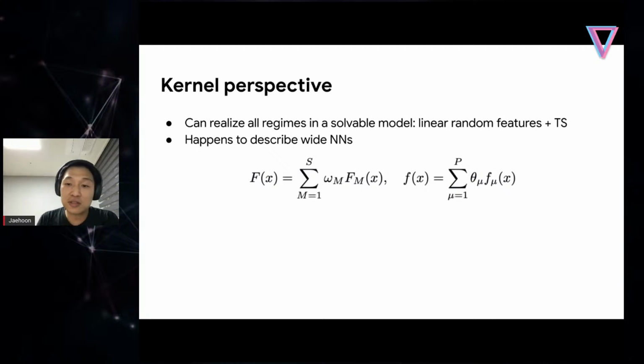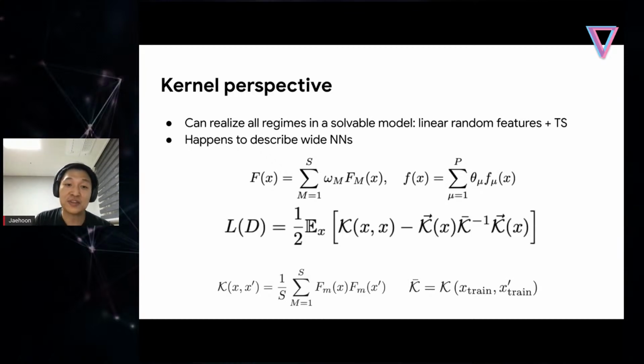So the toy model that we're going to use to analyze this is the linear random feature model, and we're also going to use the teacher-student setup, where both the data-generating teacher and the learning student are linear models with these features f_M's and f_μ's here. And we'll take the student features to be a randomly selected subset of the teacher features for simplicity.